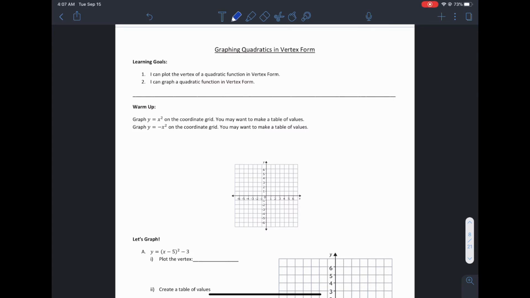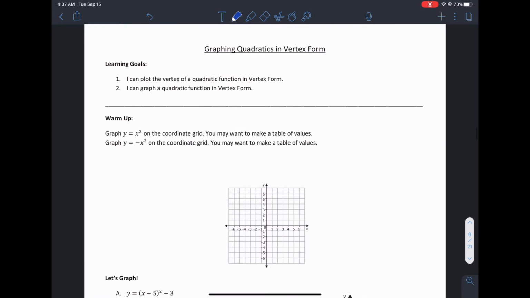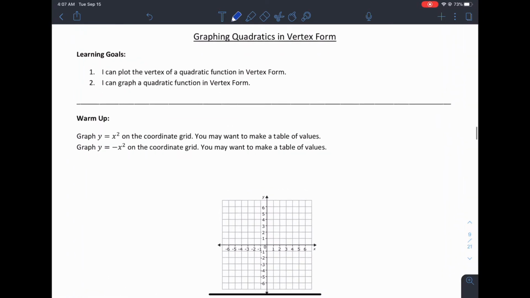Hello everybody. So today we're going to look at graphing quadratics in vertex form. We're going to use our knowledge that we just took in from understanding what each part of vertex form does and apply that to creating the graph ourselves. Now, remember that vertex form is y equals a times x minus h squared plus k. Right? We're going to need to know that.